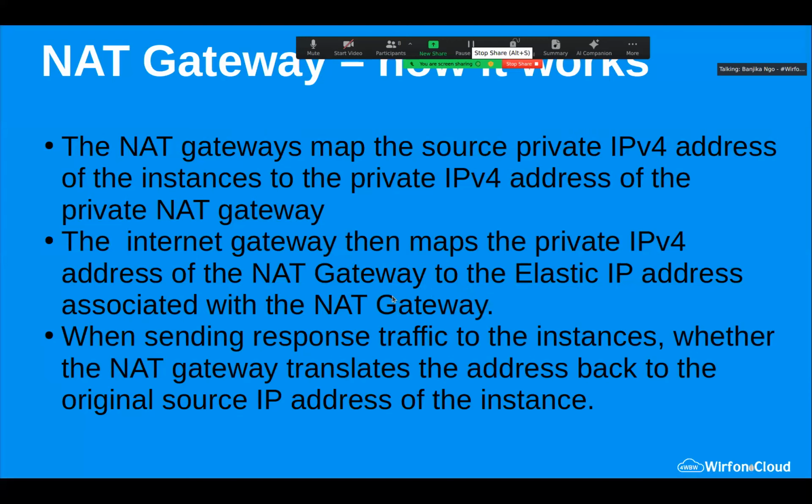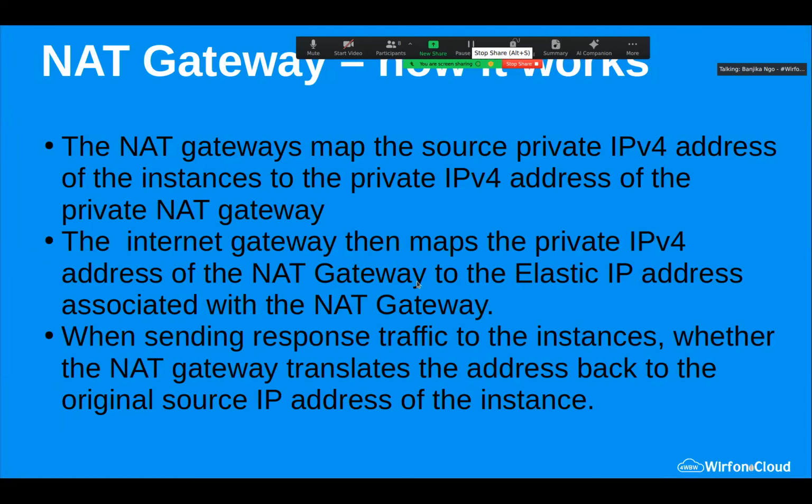The NAT gateway is sitting in the public subnet, and since there's an entry that points to the internet gateway, it is then able to go to the internet. When response traffic is coming back, the NAT gateway will translate the address back to the original source IP address of the instance and send it back to it. So that's just generally how it works. You don't really need to get into the details, I'm just putting this here for you to have an idea.